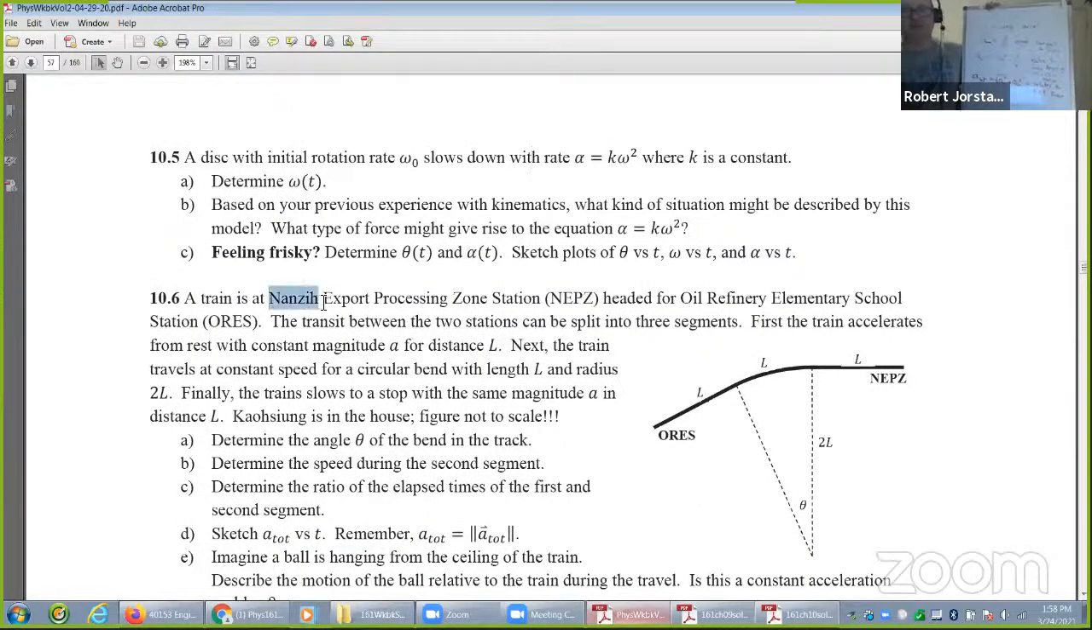By the way, here's a weird one. I used to live next to Nanza Export Processing Zone Station. That's a real station. And the next stop was actually, look at this weird title, Oil Refinery Elementary School Station. Very weird. The train looked almost exactly like that.